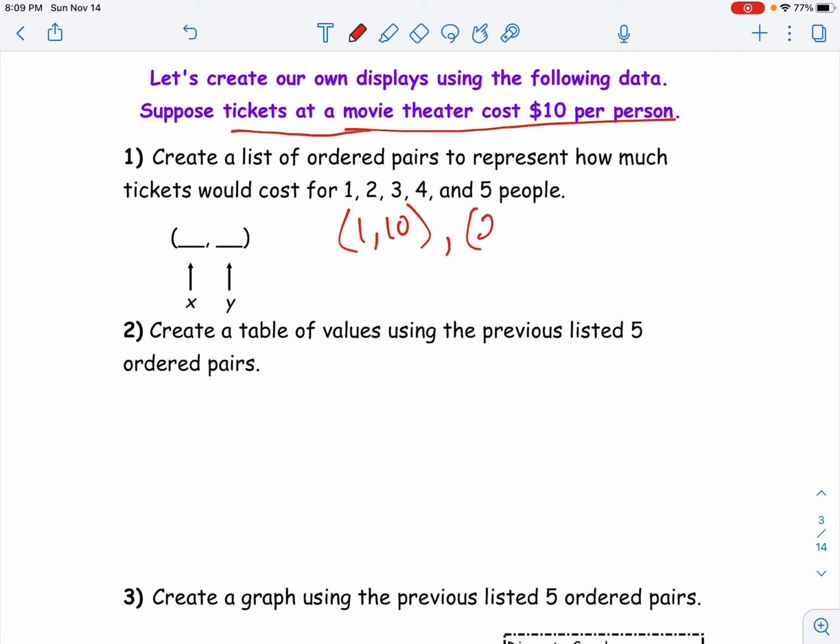You have (2, 20). You have (3, 30). It just goes up $10 each time because it's $10 per person. (4, 40), and (5, 50).